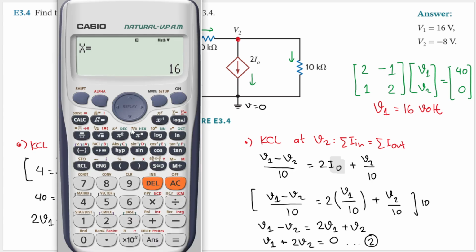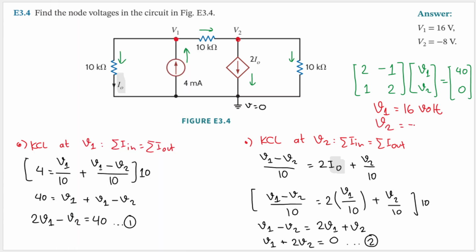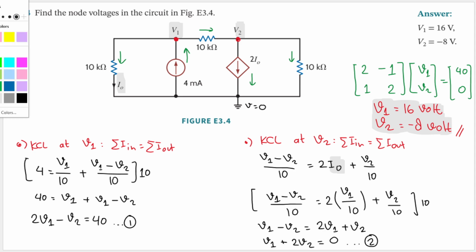And then what is V2? V2 is minus 8. So V2 is equal to minus 8 volt. And I think this is the answer because they are the node voltages, V1 and V2. So let's highlight this as our final answer. And I think I did not make any mistakes because this is the same as the answer given by the book. So hopefully this will help you to understand. Try to solve this problem yourself first before watching this video.